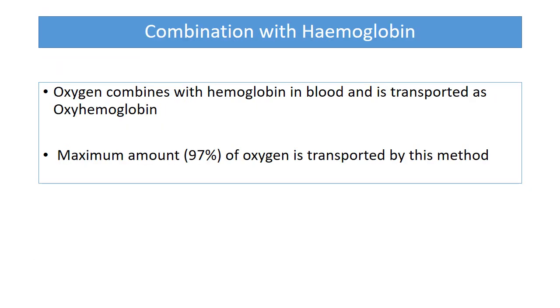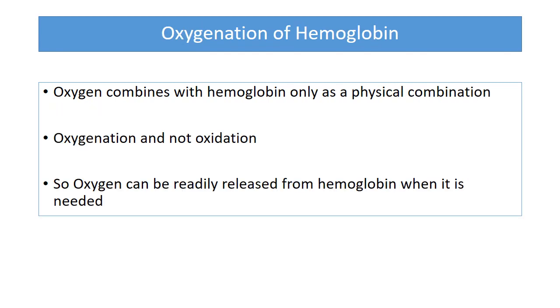Now, the second form in which oxygen is transported in the blood is in combination with hemoglobin. Oxygen combines with hemoglobin in blood and is transported as oxyhemoglobin. 97% of oxygen is transported by this method. Remember one thing, that oxygen combines with hemoglobin only as a physical combination, and that combination is oxygenation, not the chemical one that is known as oxidation.